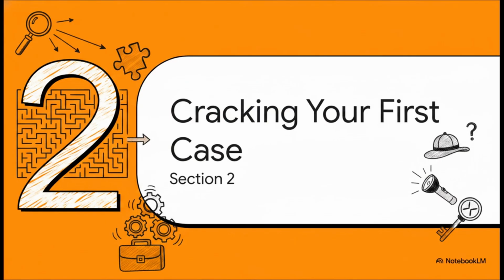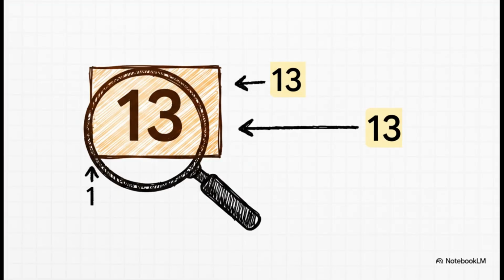All right, our toolkit is ready to go. Let's get back to our mystery and put these techniques to work. It's time to crack our very first case. Remember that prime number clue we just talked about? Well, look at that top left box. The area is 13, and since 13 is a prime number, it's a no-brainer. The sides of that box have to be 1 and 13. We've just found our first solid piece of evidence. So let's just go ahead and call the short side 1 and the long side 13.